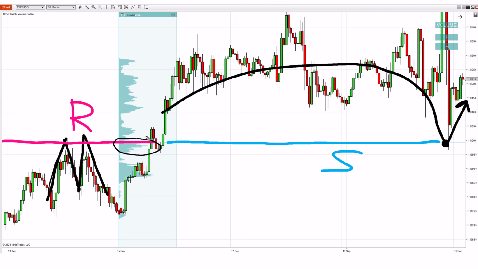As you can see, the volume cluster here, this one, the one I picked, is not particularly strong, but what adds strength to this volume cluster is the fact that there were those reactions, right? That it was a resistance in the past. That's why I picked this one.